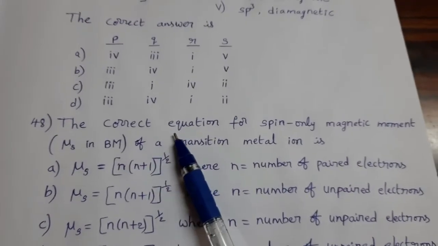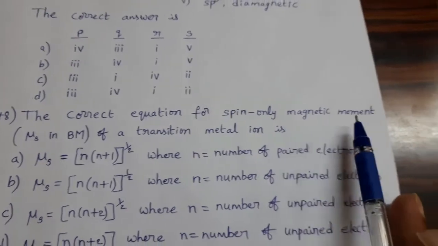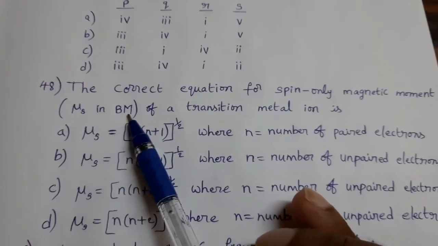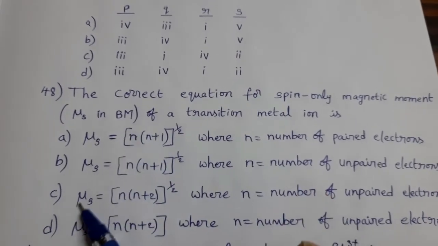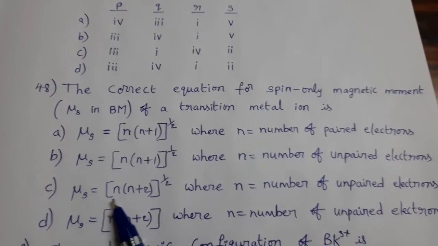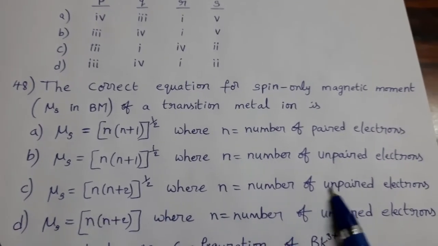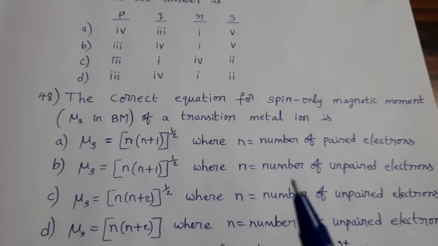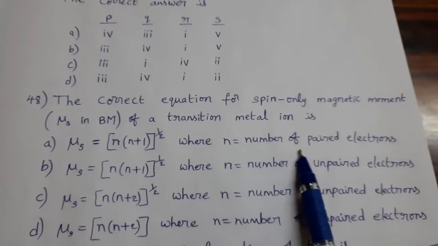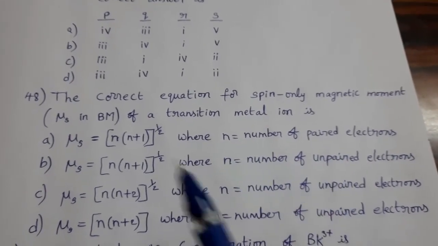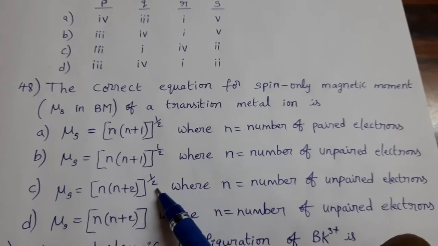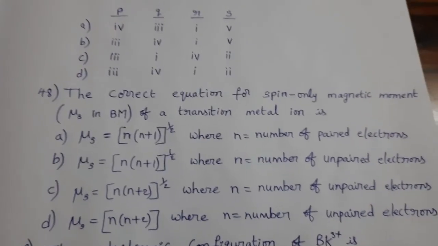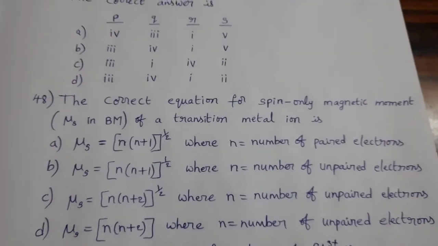Next, the correct equation for the spin-only magnetic moment of a transition metal ion, mu s in Bohr magneton. BM means Bohr magneton. What is the formula? Mu s equals square root of n into n plus 2, where n equals number of unpaired electrons. In this type of questions, we should be very careful to get the answer, because normally we do not represent this type of notation, the whole power 1/2. To create a little confusion, they gave it like this. Option C is the answer for this question.